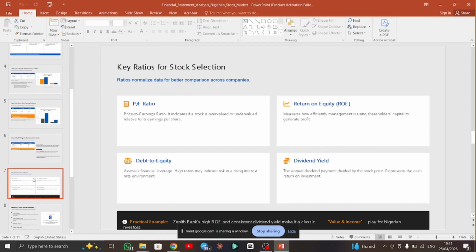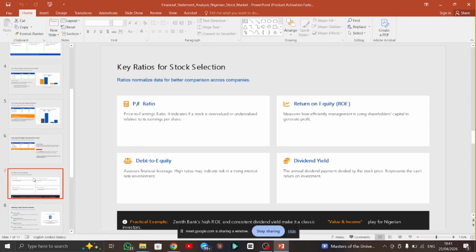The key ratios for stock selection. Now, I told you guys, although it's not here, the first thing you need to consider is the market cap. Then you also look at the PE ratio, price to earning ratio, right? It shows you how much a stock makes per unit of a stock that is being bought.